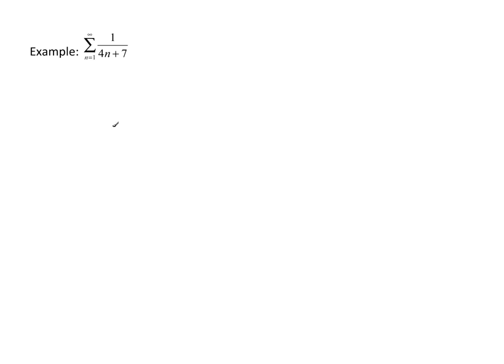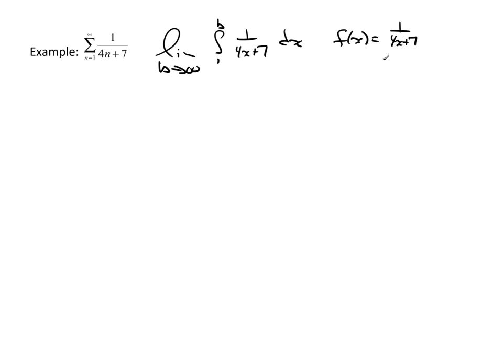Let's do another quick example here. I need to know if the sum n equals 1 to infinity of 1 over 4n plus 7 is convergent or not. So I'm going to take a look at the limit as b goes to infinity of the integral from 1 to b of 1 over 4x plus 7 dx. Now, obviously, I'm thinking of f of x as 1 over 4x plus 7, which clearly is decreasing. You don't believe me? Take the derivative real quick, and you see it's negative everywhere in our domain.